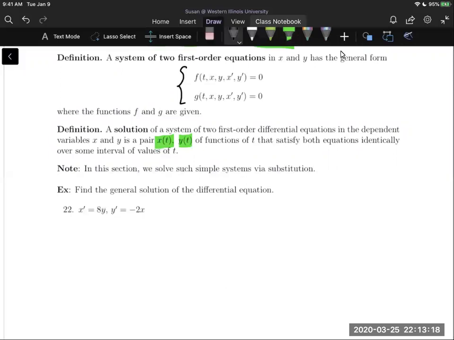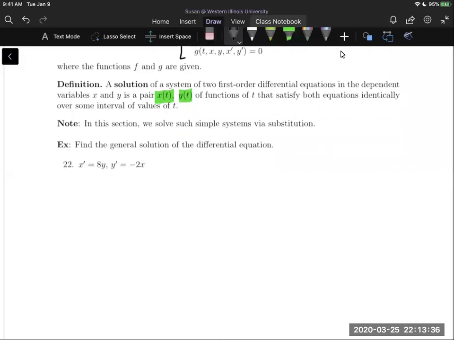In this section, we're going to learn how to solve simple systems via substitution. So very similar to algebra, where you have a system of two equations and two unknowns, you can solve for one unknown and plug it back into the other. That same concept is what we're going to use here. So let's take a look at 22. We have two DEs, both of them very simple.